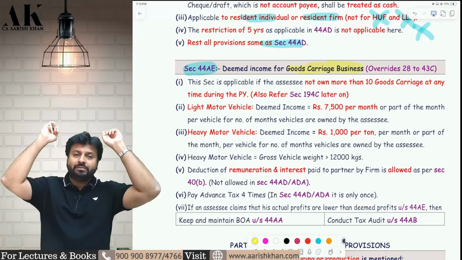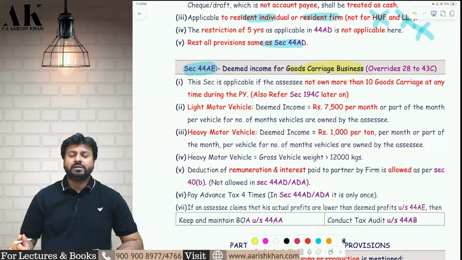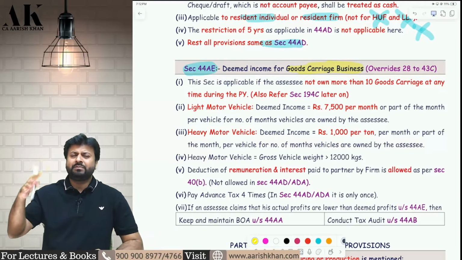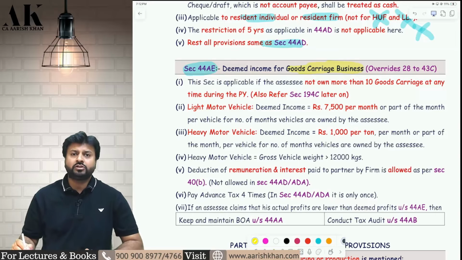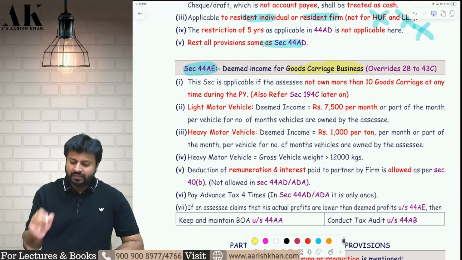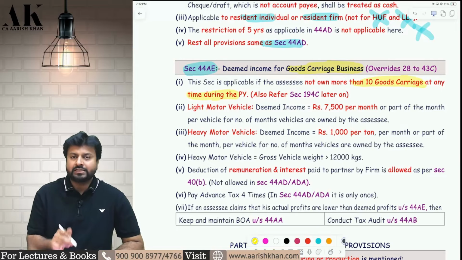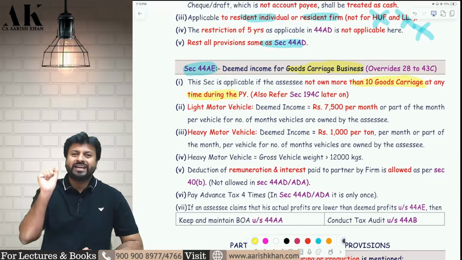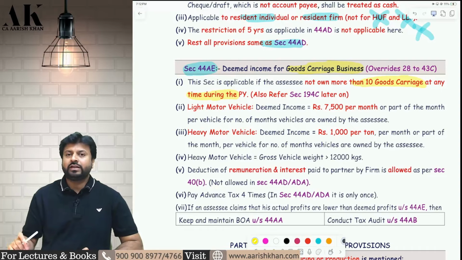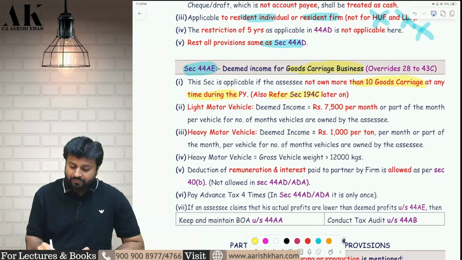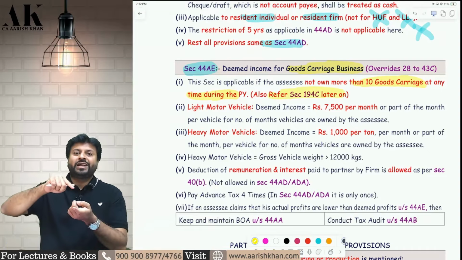First of all, this section is applicable to every assessee. Every assessee means individual, HUF, firm, AOP, BOI, company, LLP, resident, non-resident, foreign company, Indian company. Everybody is eligible to enjoy this section. The condition is only one: you should not own more than 10 goods carriages at any time during the previous year. Even for a single moment in the entire year, you should not have more than 10 goods carriages. And if you don't have more than 10 goods carriages, there is one interlinking that I would like to do.